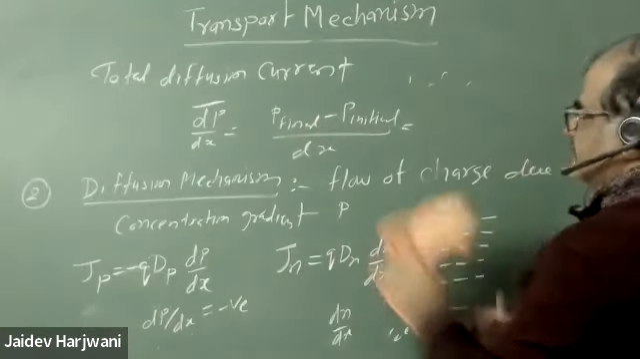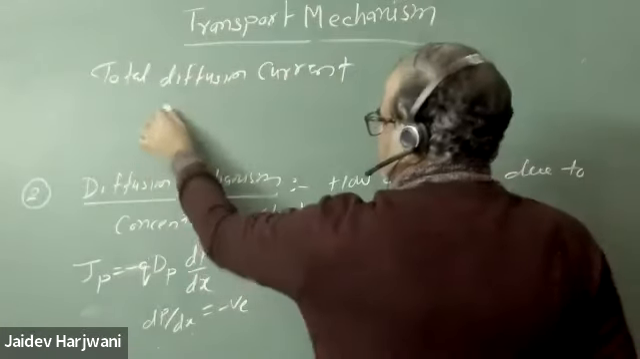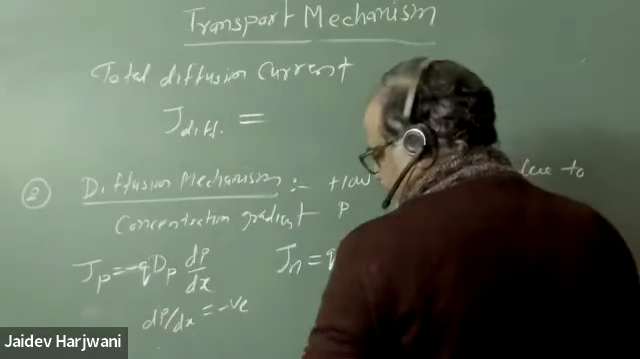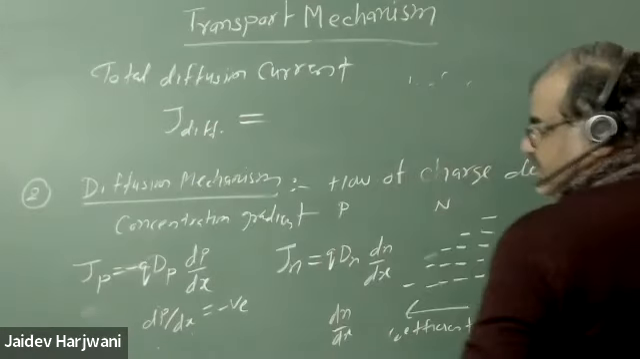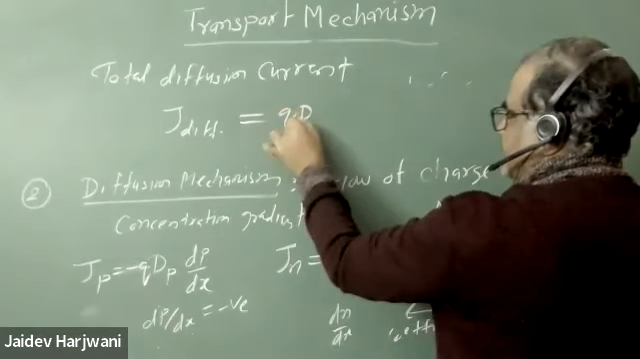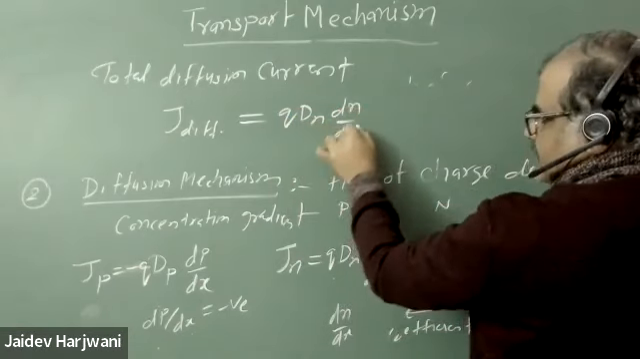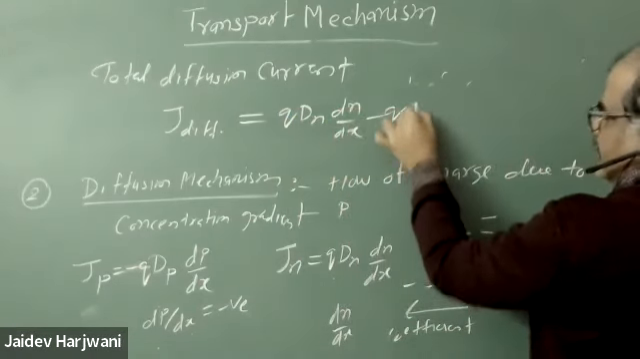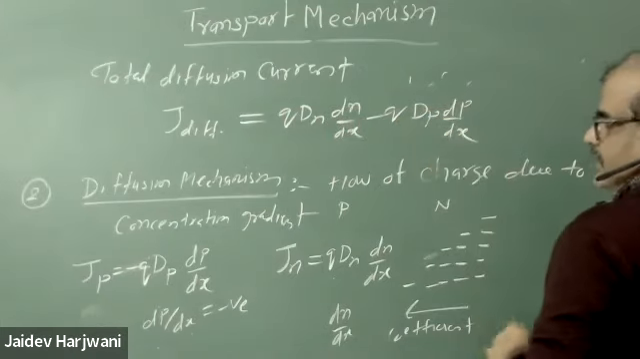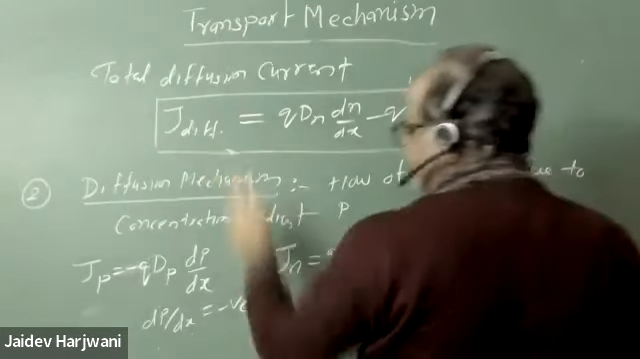Okay, the total diffusion current J diffusion. So this problem happens in semiconductors. You don't see this to much extent in metals. So this becomes q Dn dn upon dx, minus q Dp dp upon dx. So this is the diffusion current, and we have already seen the drift current.